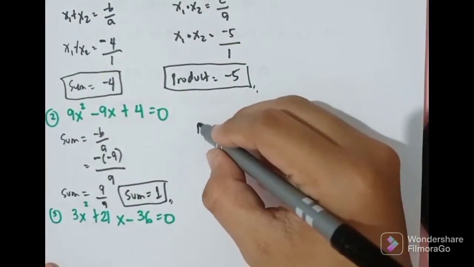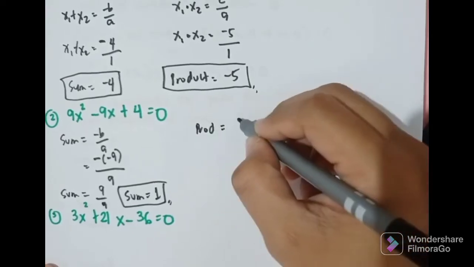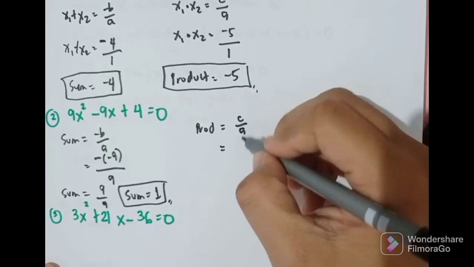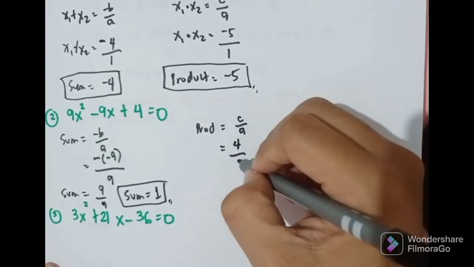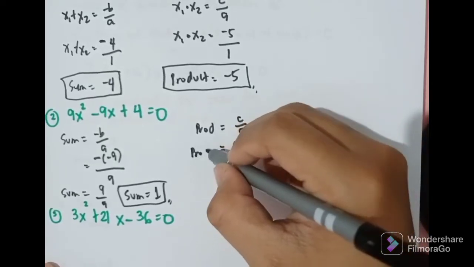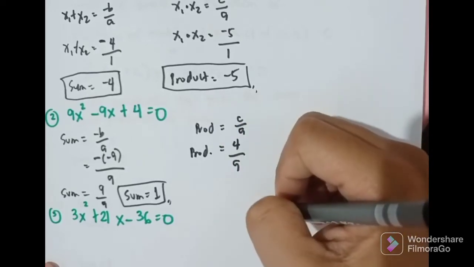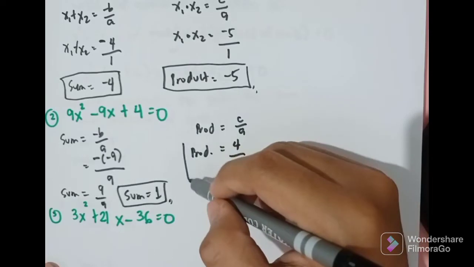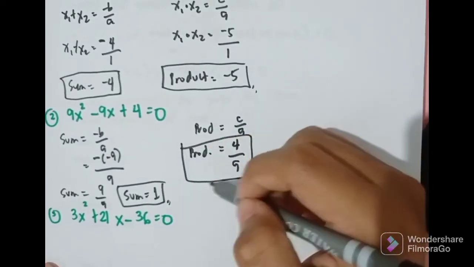How about our product? Our product is equal to c over a. So, this is equal to c is 4 and a is 9. Can we simplify 4 and 9? I think not. So, therefore, our product is 4 over 9.